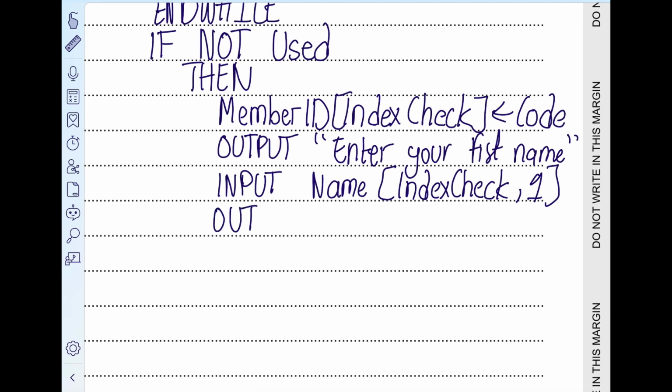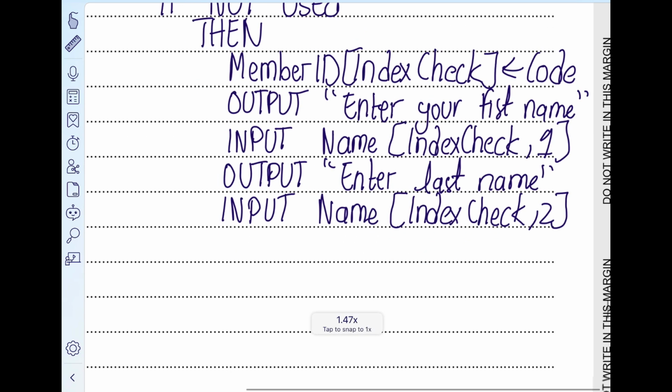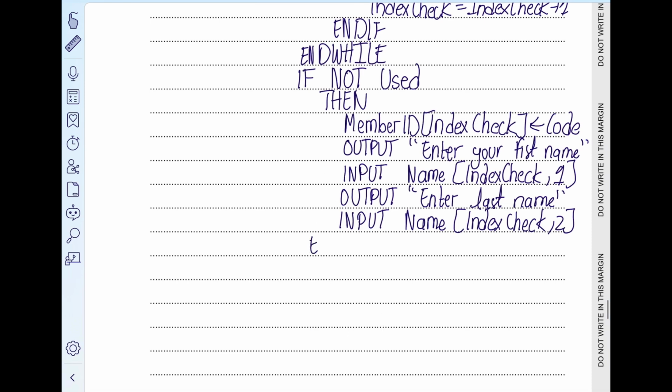The next one would be output. We're asking the user for the last name. Enter last name. Okay, these are called prompt messages. Then we also use input. It would be saved in name, index check, comma 2. I hope this is clear. And what we do after that is end if. So end if of this part.